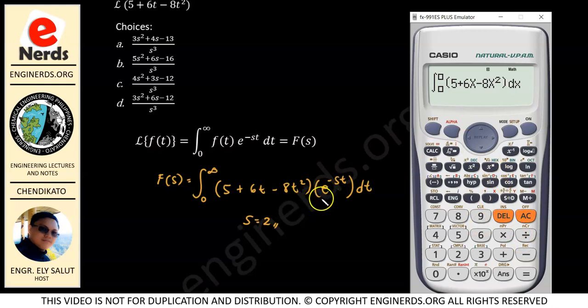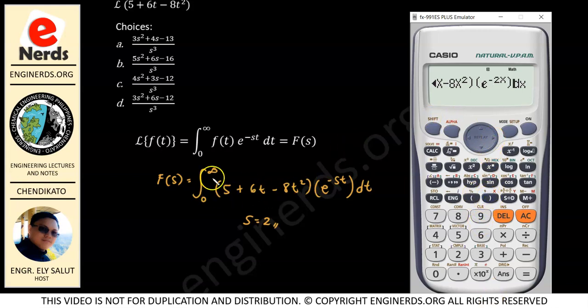Then multiply this to e to the negative st. So we have e, this is our e right here. So shift to the negative st. Negative, our s is equal to 2, no? So I will substitute that. So I will have 2. Then t is x dito sa ating calculator. Okay, so I will now close the parentheses.